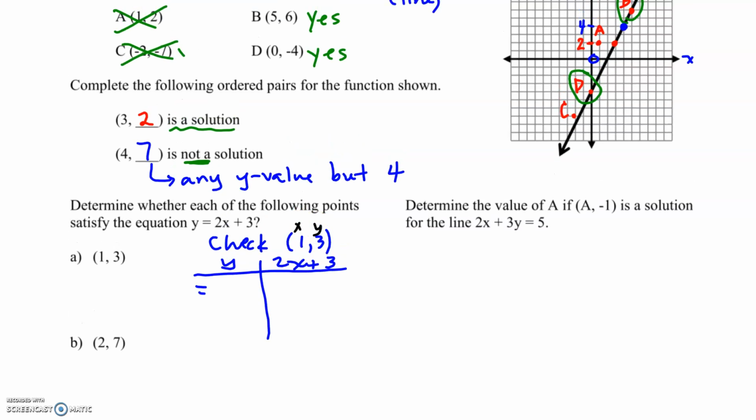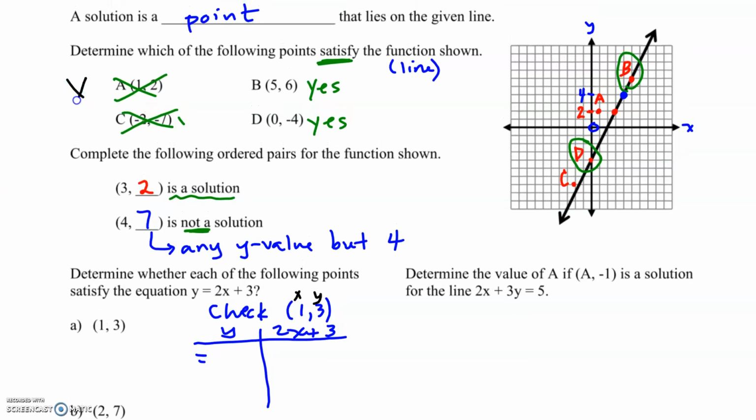So I just want to clarify what we're doing. We're doing the exact same thing that we did up here, except we're not using a graph. We don't have a graph of the line. We only have the equation of the line. So we're doing this algebraically by a left side, right side check.